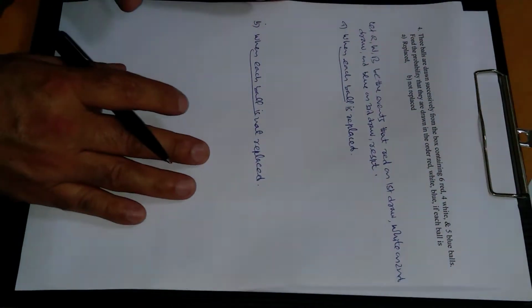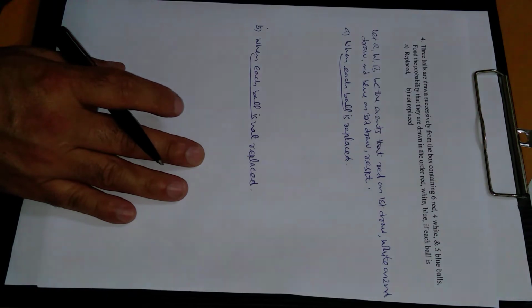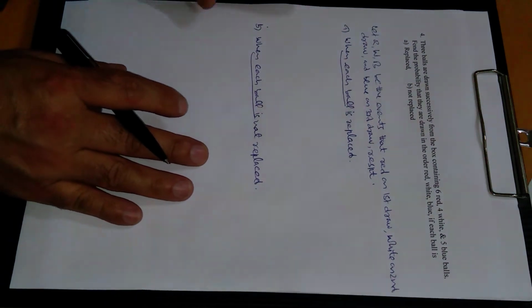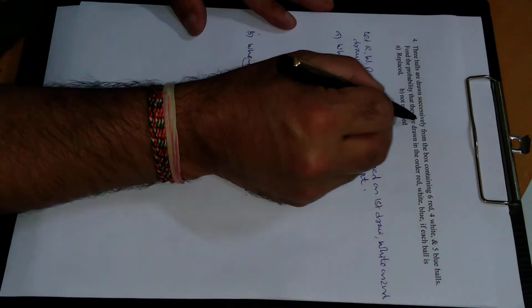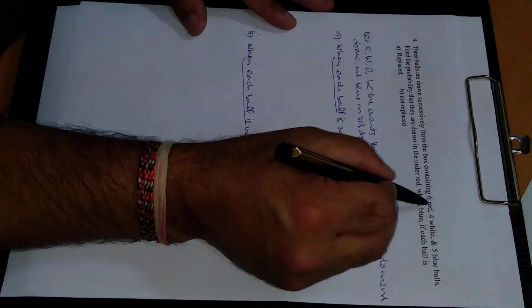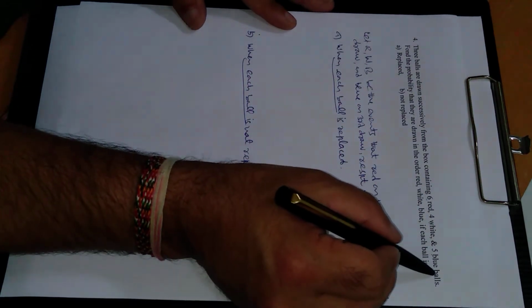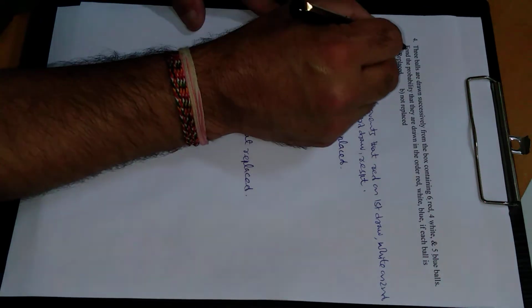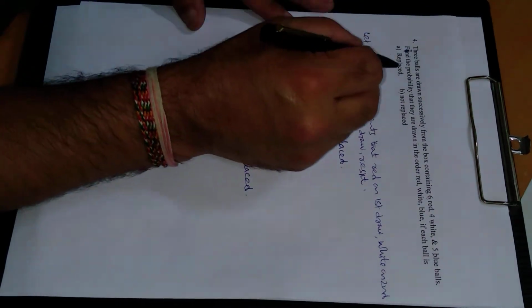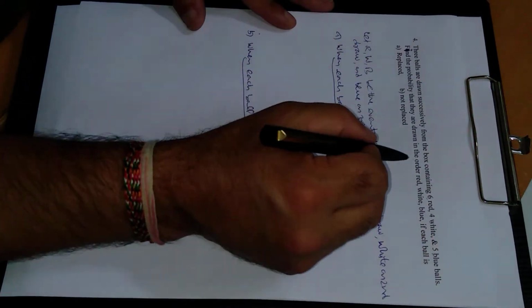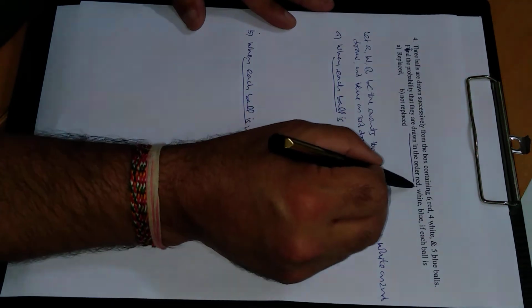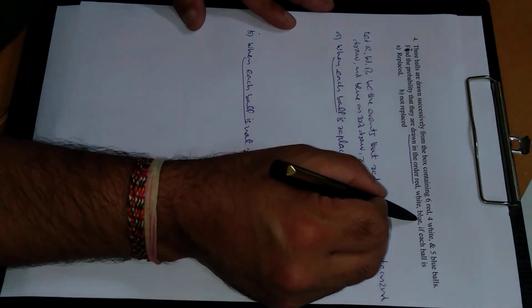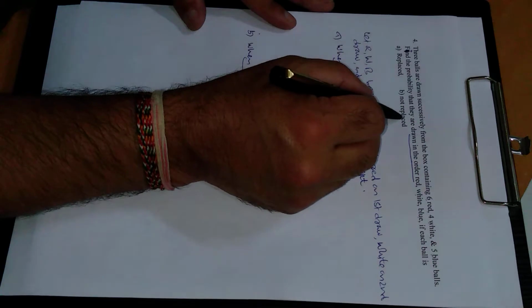This is about 3 balls drawn successively from a box containing 6 red, 4 white, 5 blue balls. Find the probability that they are drawn in the order: first red, then white, followed by blue, if each ball is replaced and not replaced.